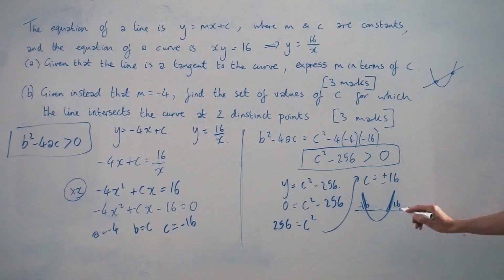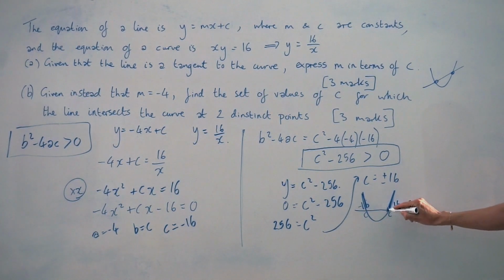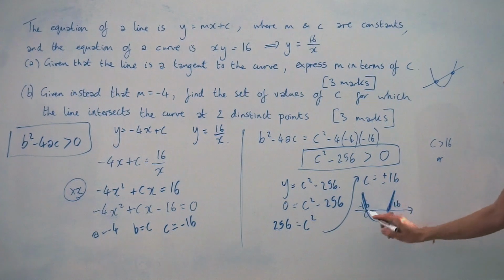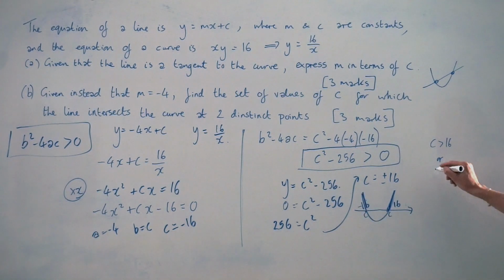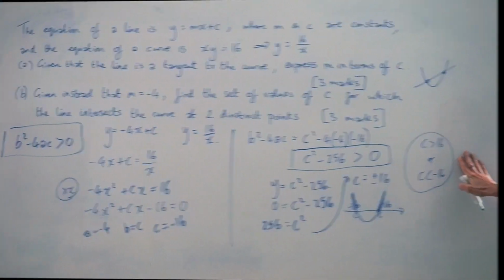Okay, so if these are our values of c, so when c is 16 and c is negative 16, everything to the right is when c is increasing, so when the values of c are greater than 16. So that gives us our first inequality. The other answer would be over here, okay, and so this is when c is negative 16. Because we're moving to the left, this is when c gets smaller, okay, so the other answer would be c is smaller than negative 16, okay, so they are the set of values of c.